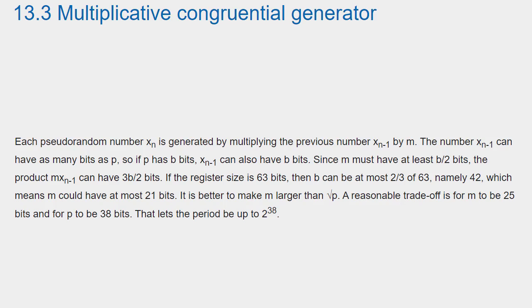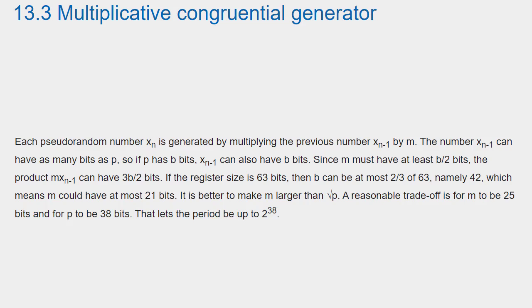Each pseudo-random number xn is generated by multiplying the previous number xn-1 by m. The number xn-1 can have as many bits as p, so if p has b bits, xn-1 can also have b bits. Since m must have at least b over 2 bits, the product m·xn-1 can have 3b over 2 bits. If the register size is 63 bits, then b can be at most 2/3 of 63, namely 42, which means m could have at most 21 bits.